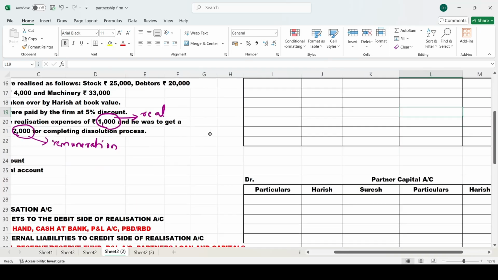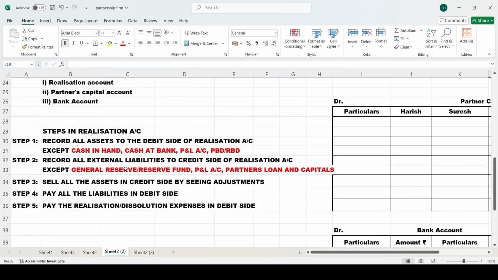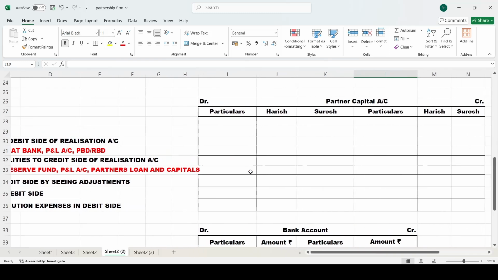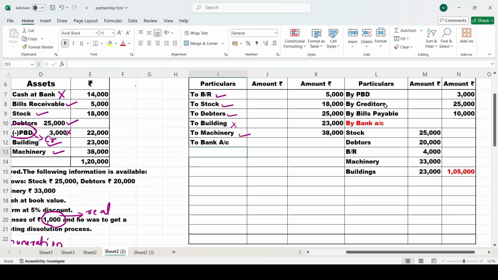Now after this, come to the liability side. We have completed the assets. The entire assets we have sold. No partner is taking over any of the assets. So the third step is completed. Now pay all the liabilities on the debit side. We'll pay the liabilities one by one. On the debit side, we'll write it as to bank account. Right below that, we have only creditors and bills payable. PBD should not be paid. Only creditors and bills payable.